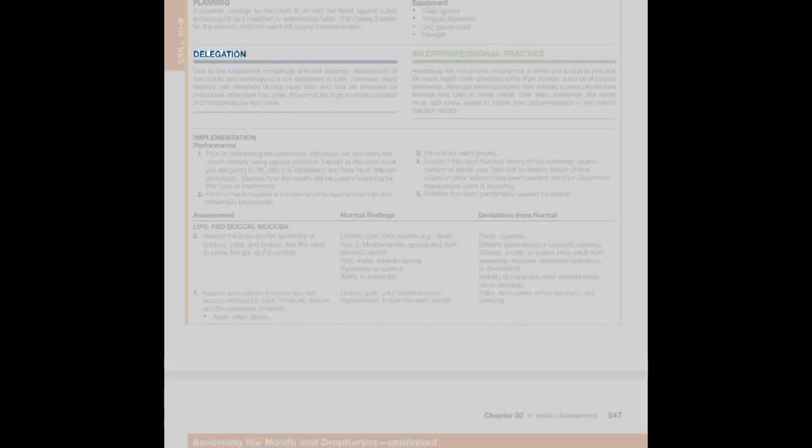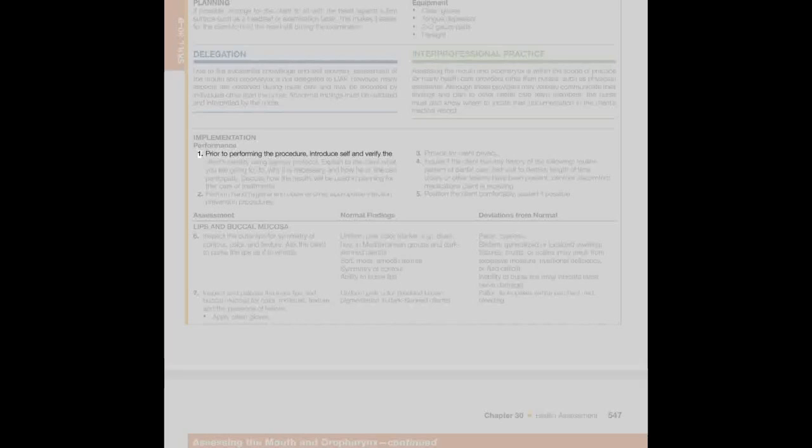Delegation. Due to the substantial knowledge and skill required, assessment of the mouth and oropharynx is not delegated to UAP. However, many aspects are observed during usual care and may be recorded by individuals other than the nurse. Abnormal findings must be validated and interpreted by the nurse.